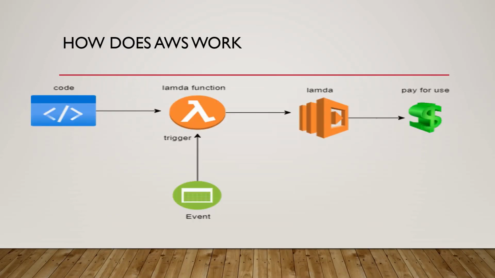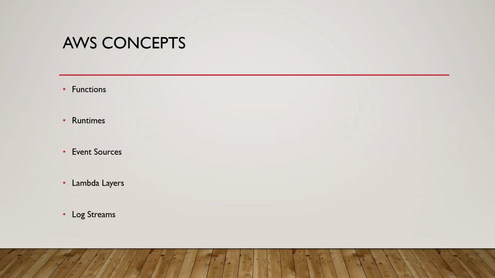So how does AWS Lambda work? We need to write the code in some programming language, and after writing that, the Lambda function is executed whenever the event takes place. When the event takes place, the Lambda function will be triggered and executed, and depending upon how many times the Lambda is executed, we need to pay for that amount. So let us try to understand further.